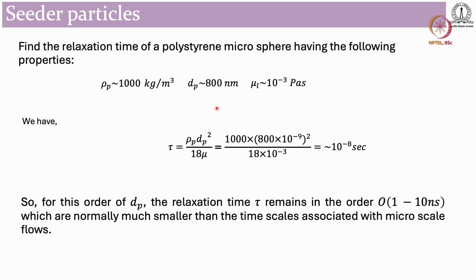So you can do an exercise on your own to see how this relaxation time changes if you vary this d_p, and you will see there is a square dependence. So if you decrease this d_p, your tau should decrease, right? So taking smaller particles is favorable when you are doing experiments.